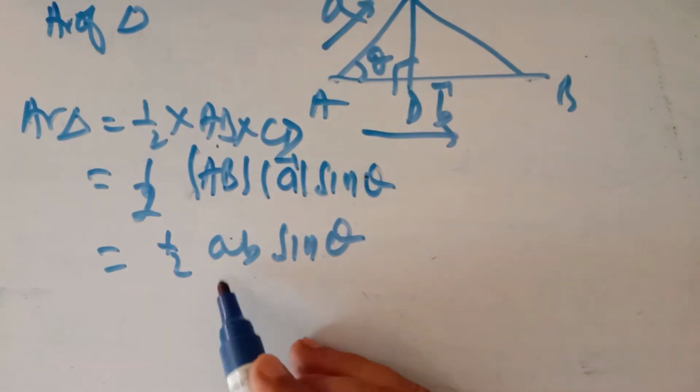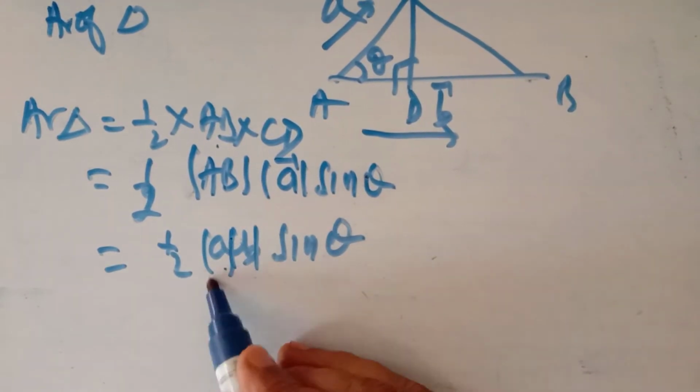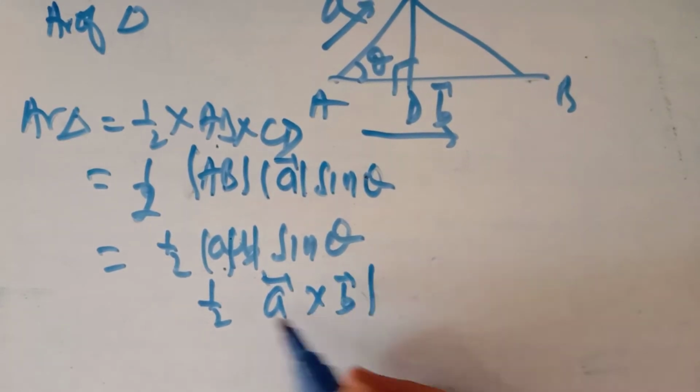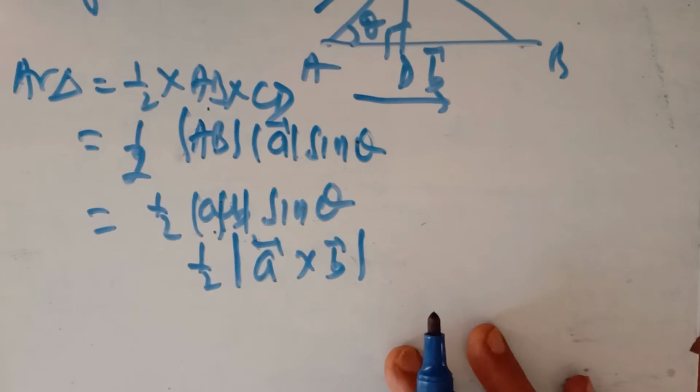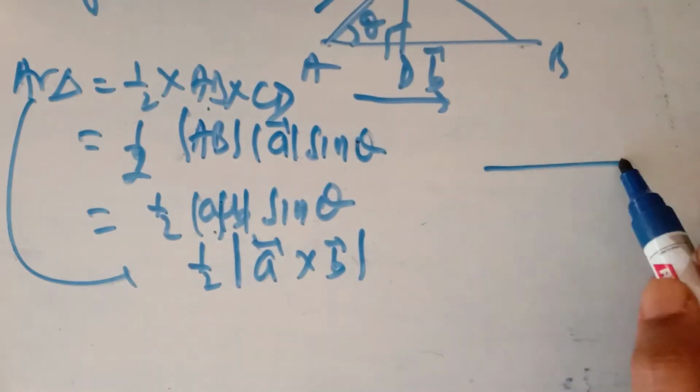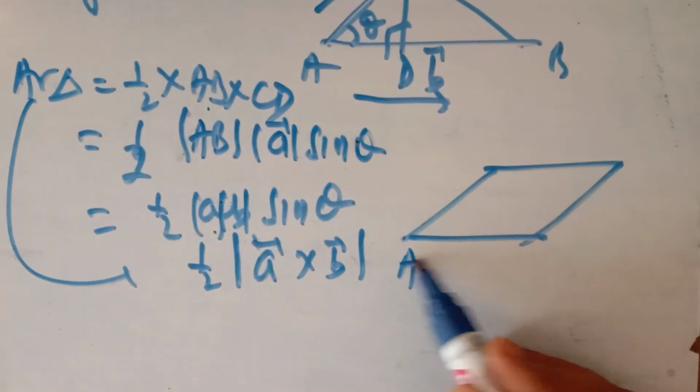And we know that modulus of A, modulus of B sine theta is equal to the modulus of vector A cross vector B. So this is the area of the triangle when the co-initial vectors are given. Similarly, area of the parallelogram.